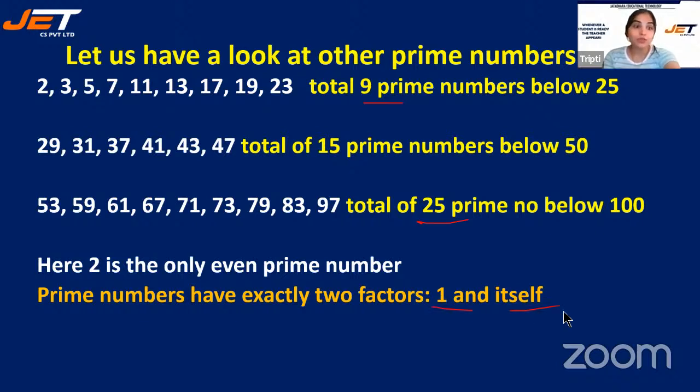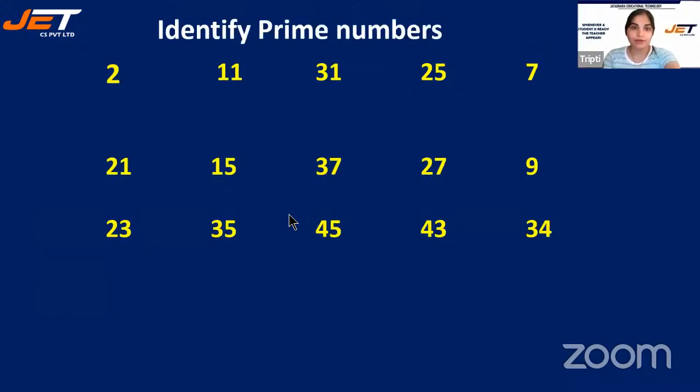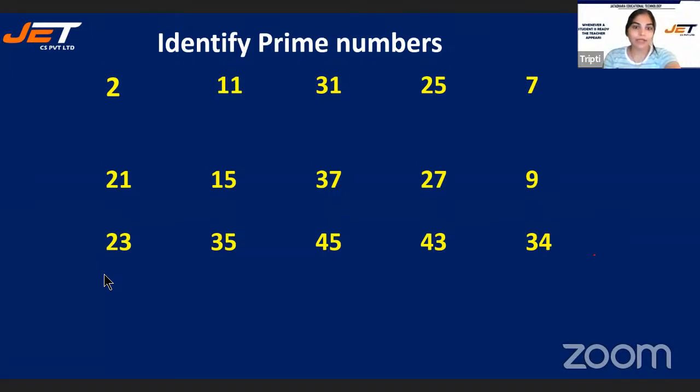So keep these two things in your mind, that prime numbers are the numbers that have exactly two factors, neither more nor less. Am I clear to you all? Perfect. Now I want you to identify the prime numbers here. Come on, identify the prime numbers here.